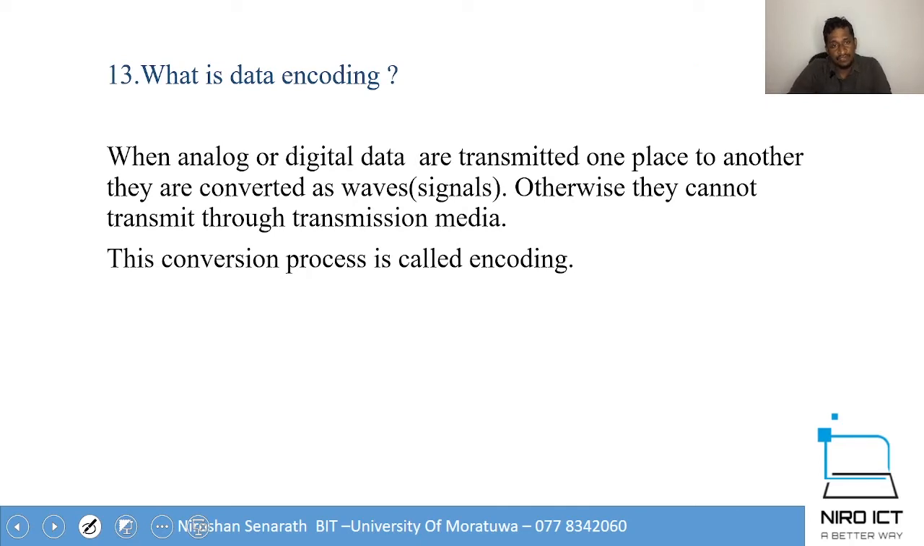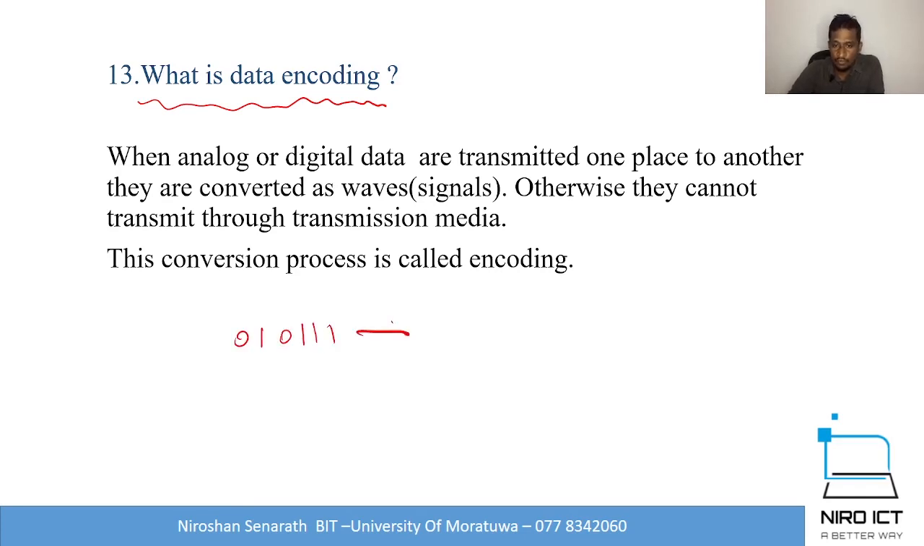Now, what is data encoding? Here we are going to learn what data encoding is. In the previous part we learned about analog signals and digital signals. In digital signals we use time division multiplexing. When analog or digital data are transmitted from one place to another, they are converted as well. Then we know it. So we have digital data like this.